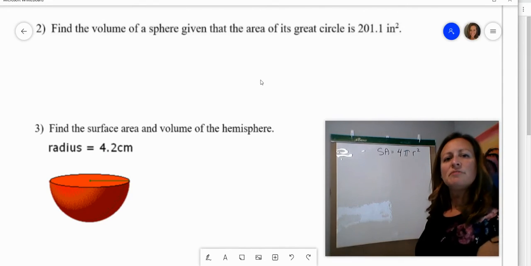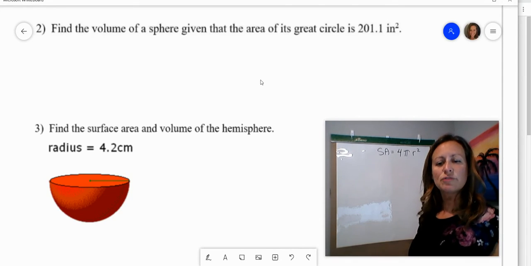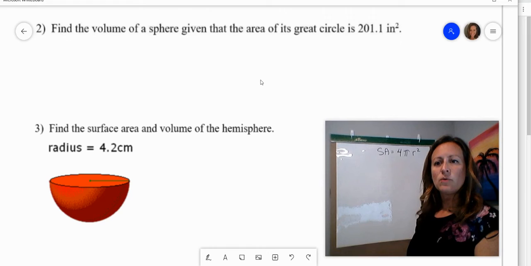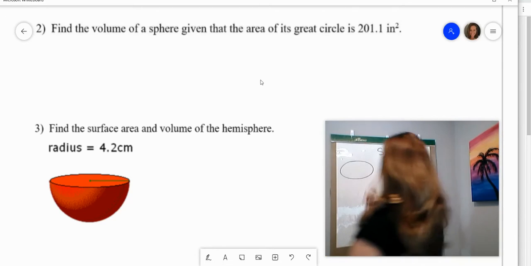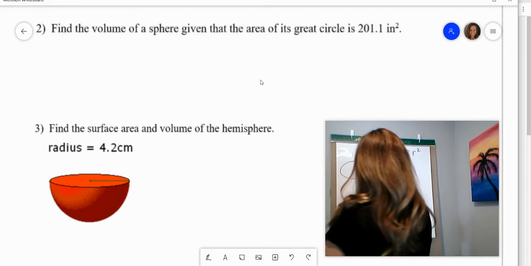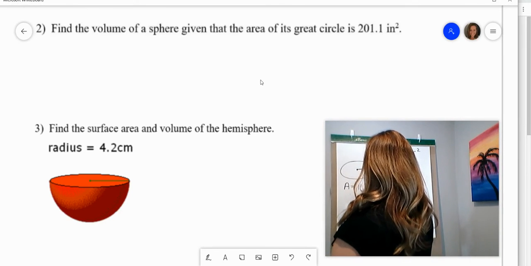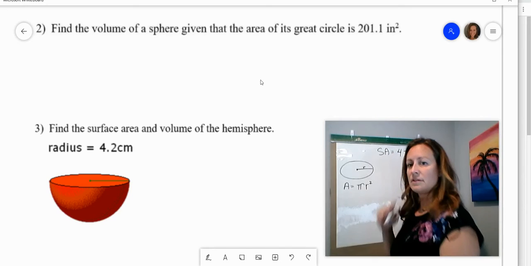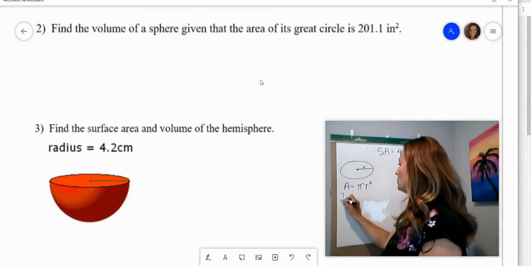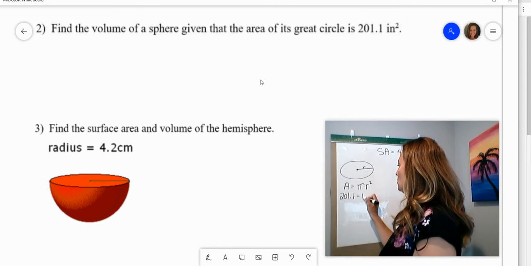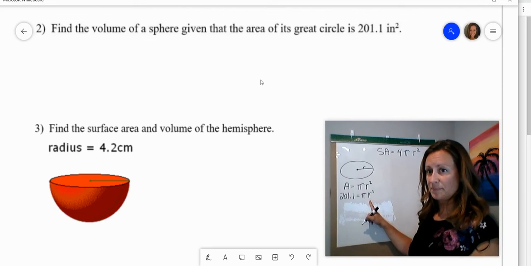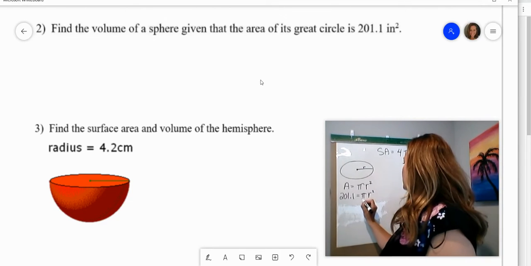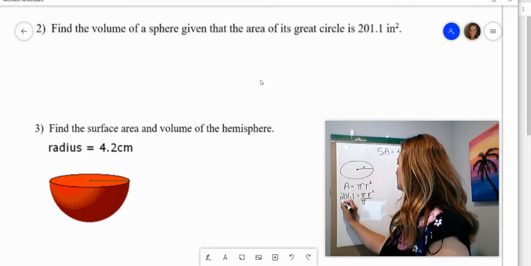Find the volume of a sphere given that the area of its great circle is 201.1 inches squared. Okay, the great circle has an area of 201.1. It's just a circle. So if the area of that circle is pi r squared, and we know the area is 201.1, then what we can do is use that to figure out the radius of the whole sphere. So we're going to divide by pi to get r isolated.